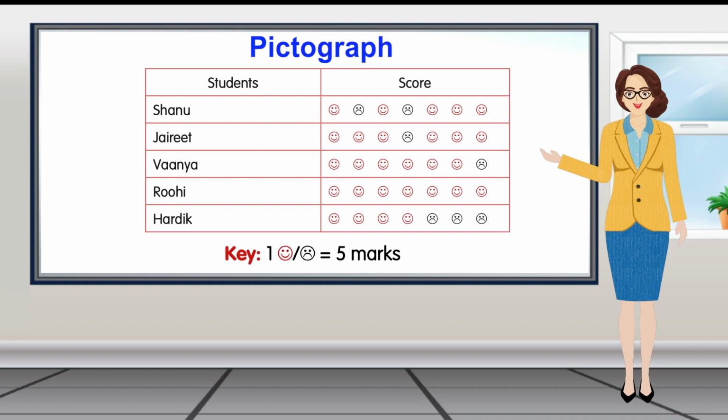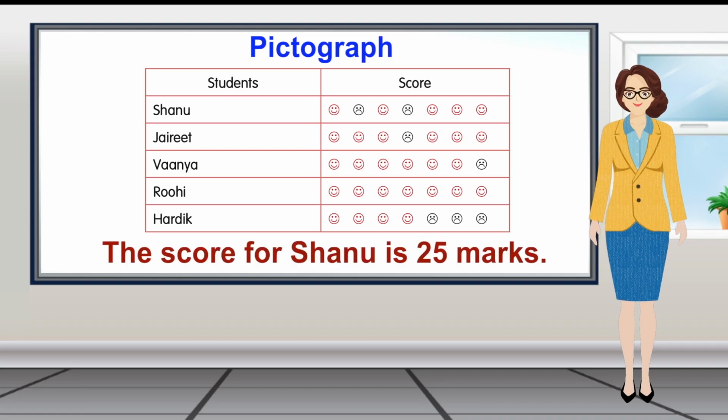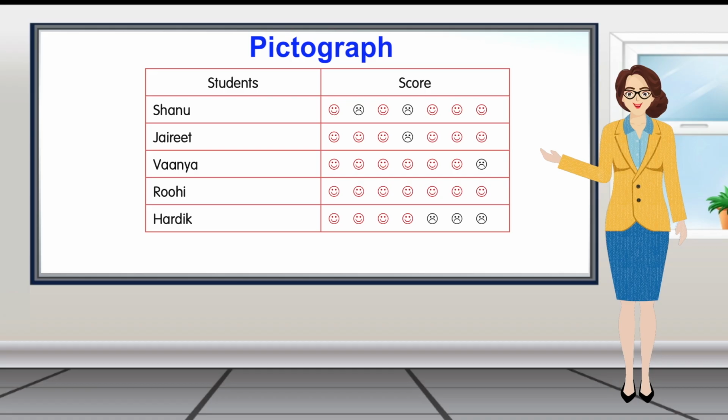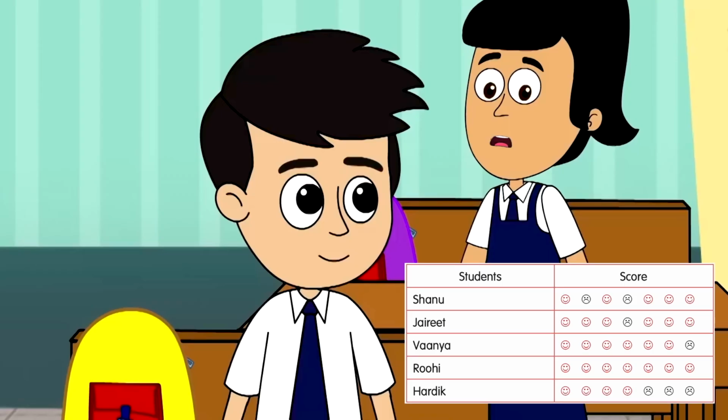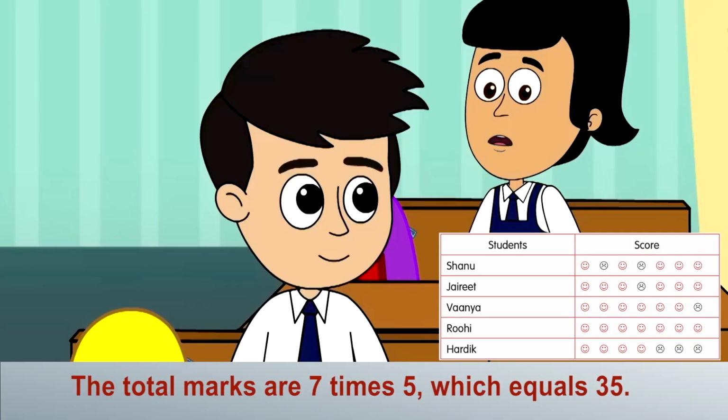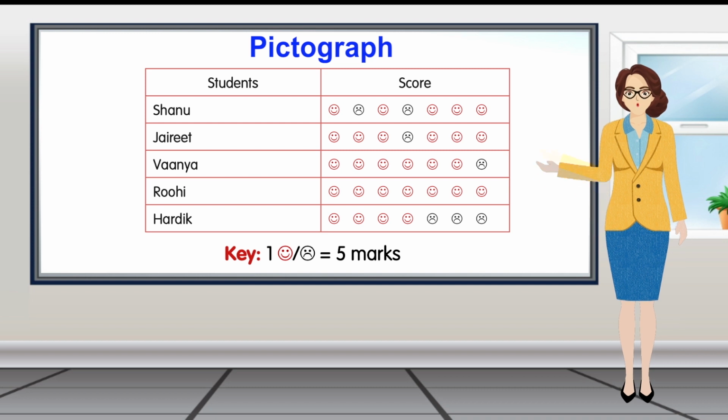If one smiley emoji represents 5 marks, then 5 smiley emojis means 5 times 5 equals 25. So the score for Shanu is 25 marks. What are the total marks for the test? Each question worth 5 marks and there are 7 questions. So the total marks are 7 times 5, which equals 35. Well done. How many marks did Vanya get?